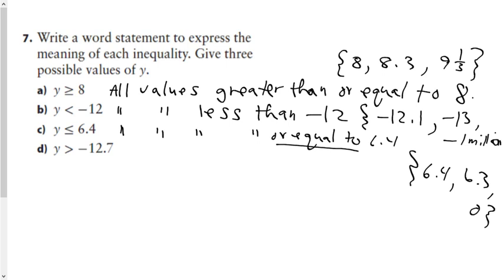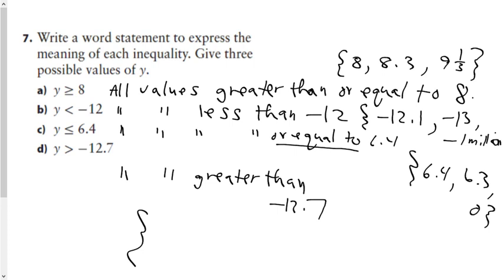And finally, the last one, all values greater than -12.7. All values greater than -12.7. Values that might include would be -12.6, which is greater, -11, which is greater, and 0, which is greater than -12.7.